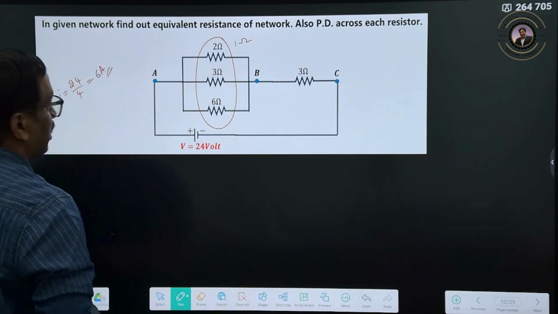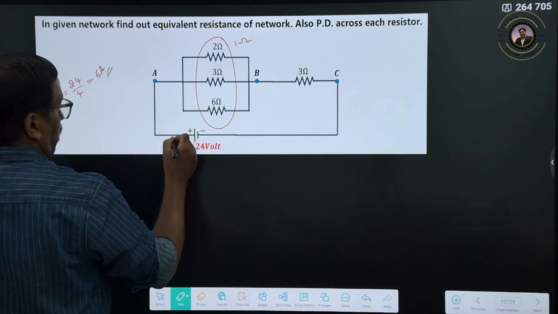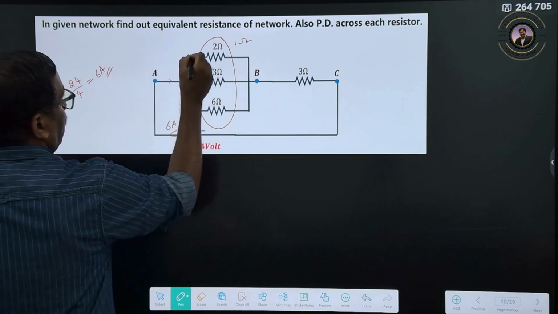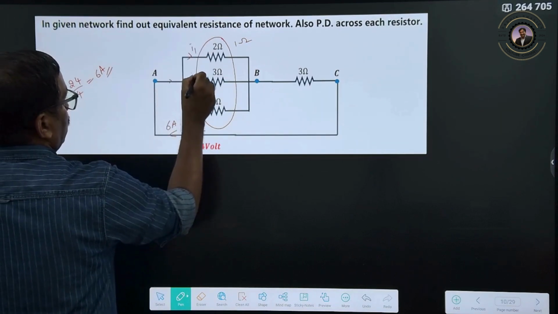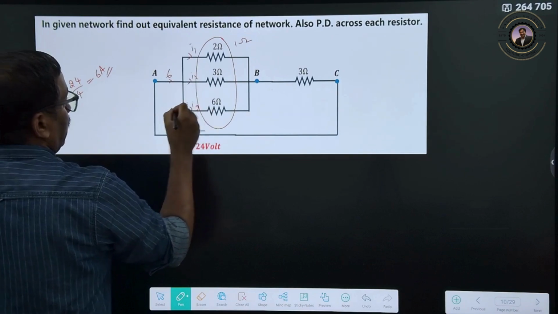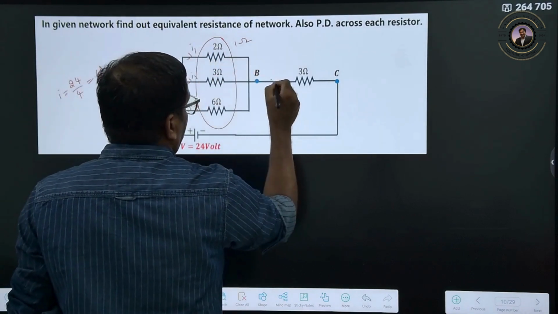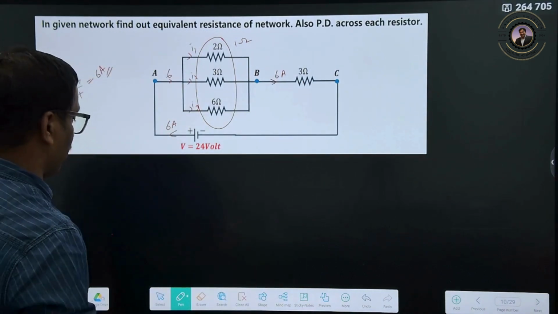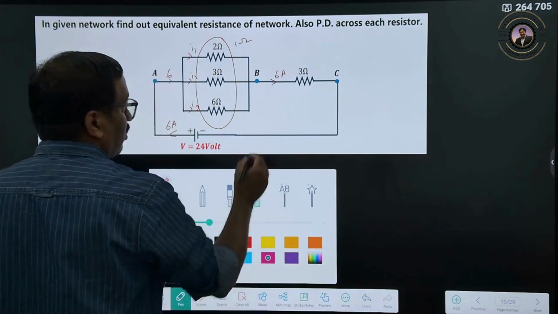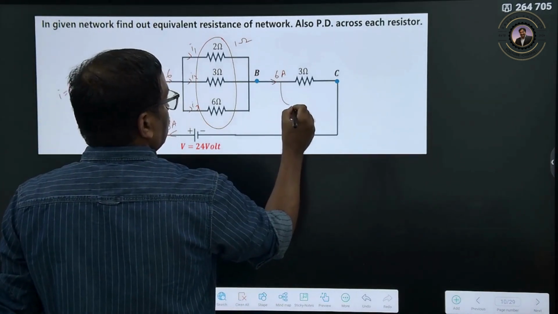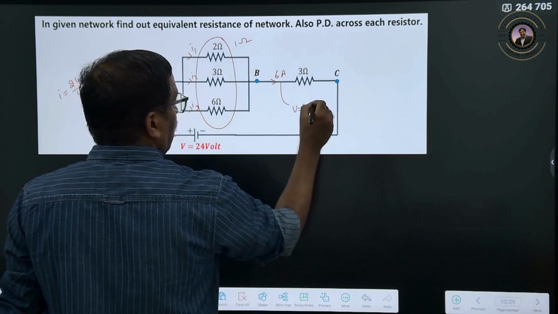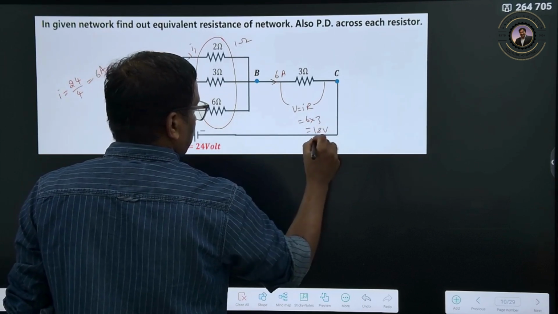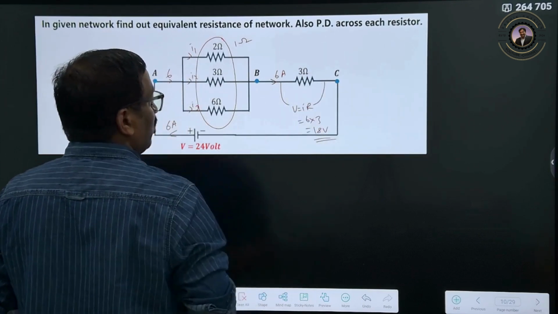Clear? What is the current flowing here? 6 ampere current is flowing. Now the 6 amperes will come here and split into I1, I2 and I3, and the total will come here again, 6 ampere flowing. Now we have to calculate the potential difference across this one. V is equal to I into R, so 6 into 3, therefore 18 volts. So across this one 18 volts is there.